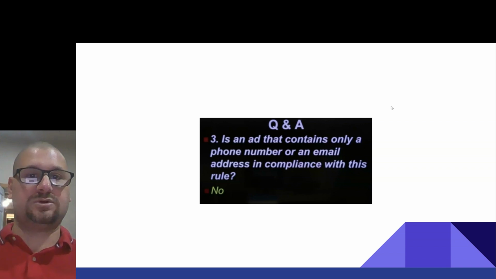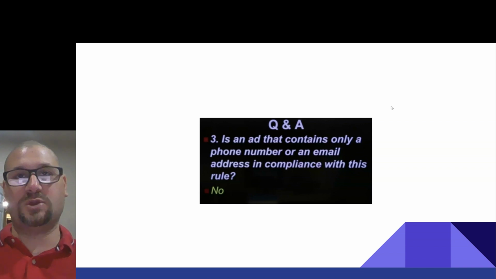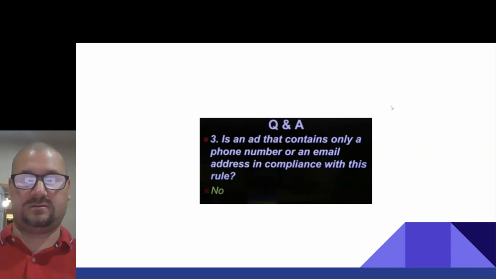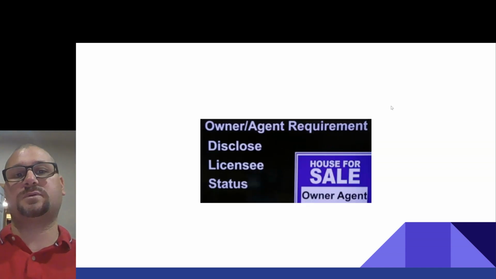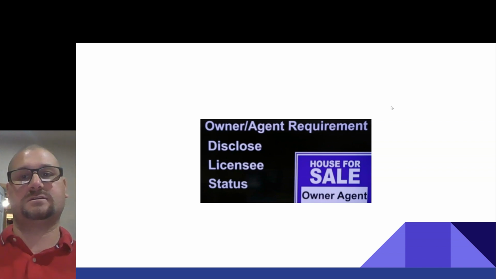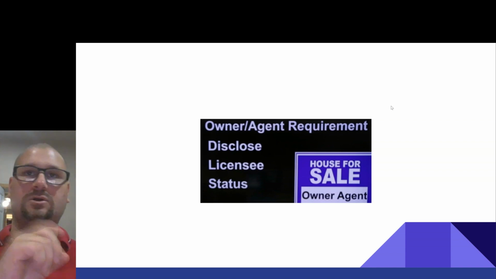Is an ad that contains only a phone number or an email address in compliance with this rule? No. What do you need? You need the company's name to be prominently displayed. Owner agent requirement: you have to disclose your license status. So you put house for sale and you need to put owner agent.